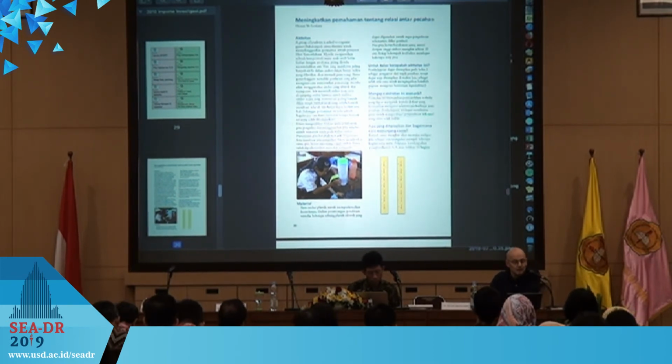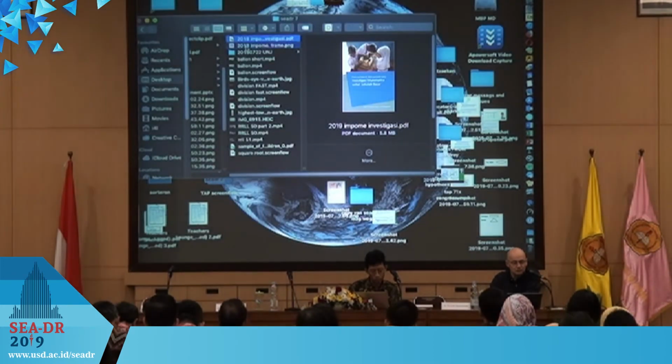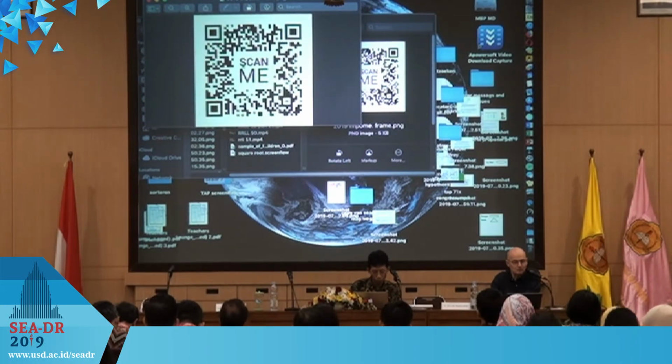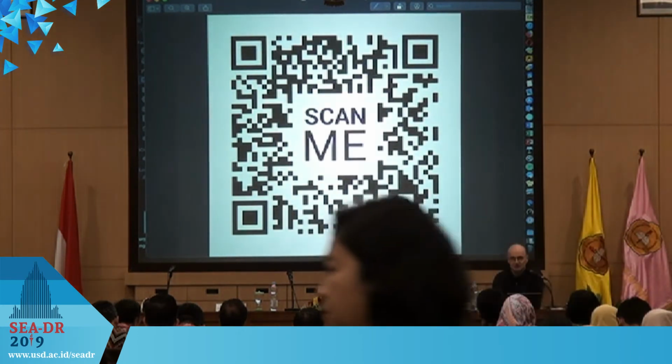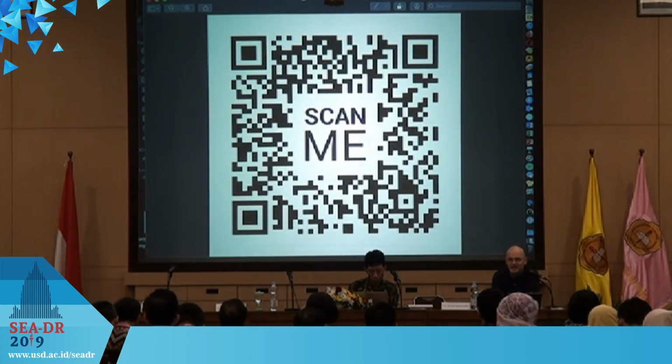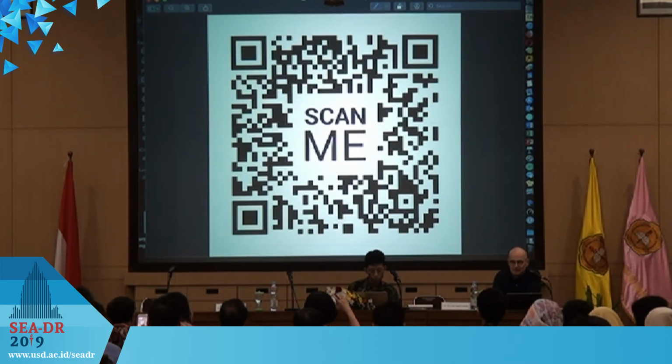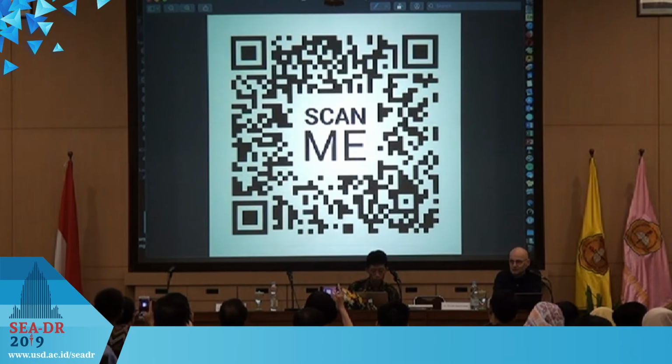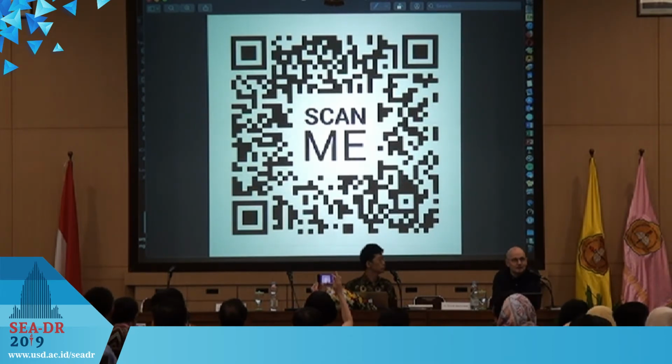Now, I promised to show you how to get the book. If you scan this, you will get an immediate link to where the book is on the web. If you scan it with your iPhone, you get the link to the platform.